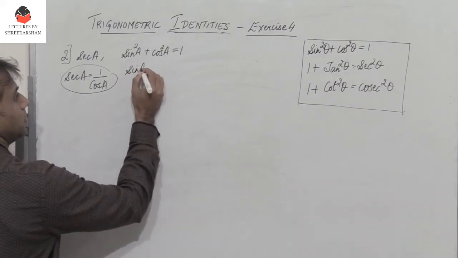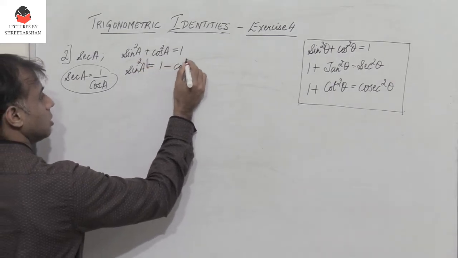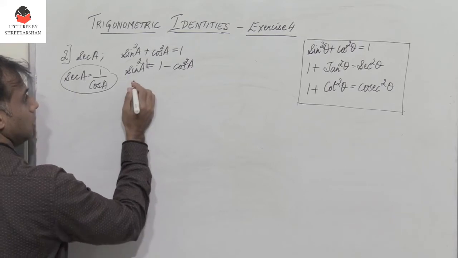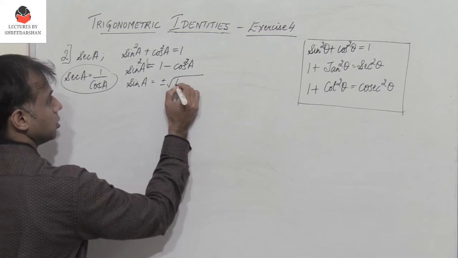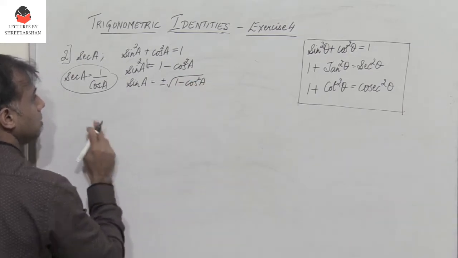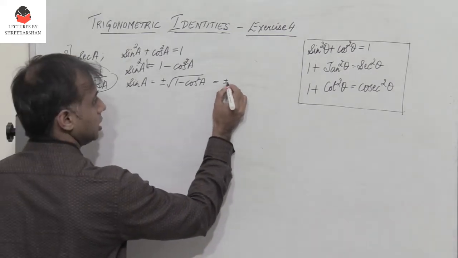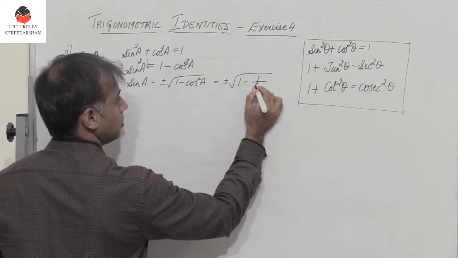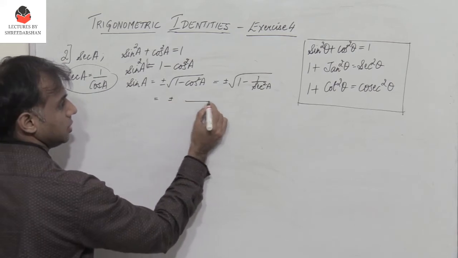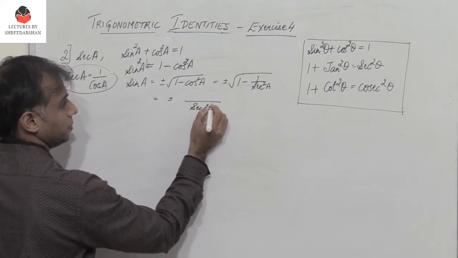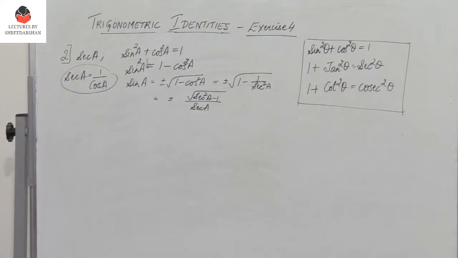So sine square A equals 1 minus cos square A. Okay? Now what is sine A? Sine A equals plus minus root of 1 minus cos square A. But what is cos A? Cos A is 1 by secant A. So let me substitute that here. I have cos square A is nothing but 1 by secant square A. So if I take the LCM here, I get secant square A minus 1 the whole root. Okay, I've just skipped one step.